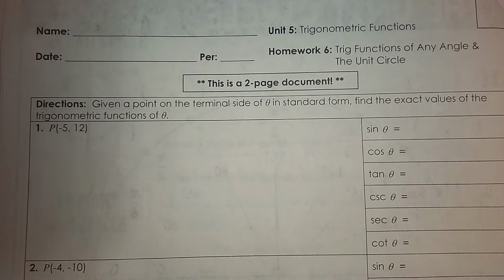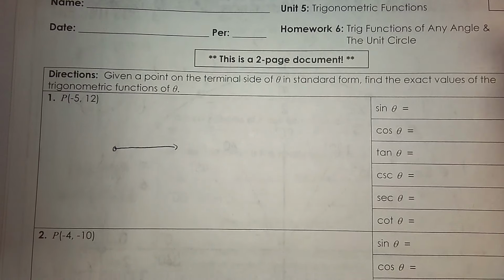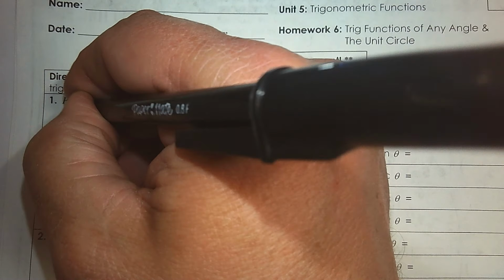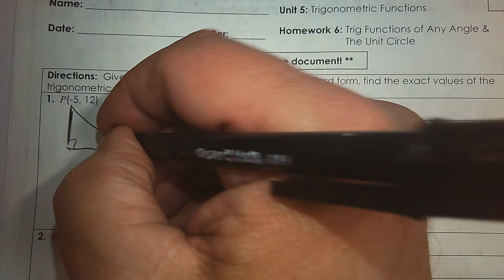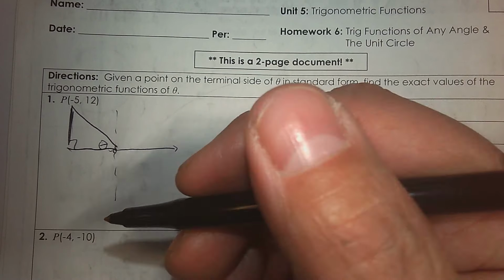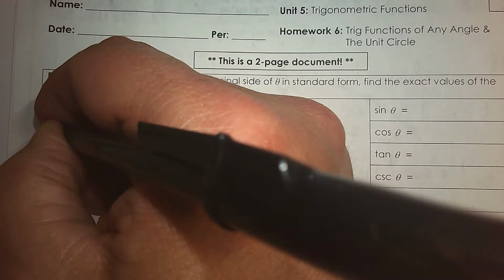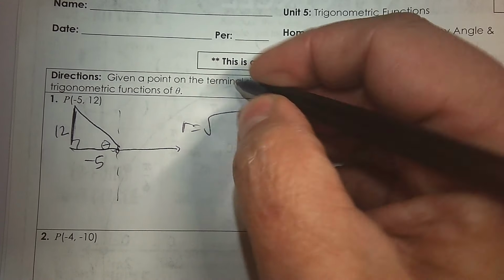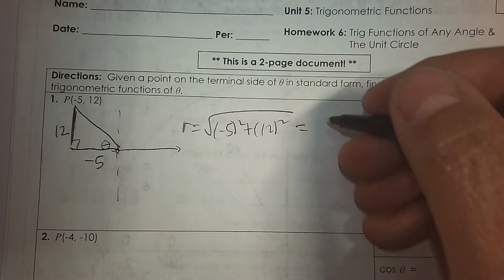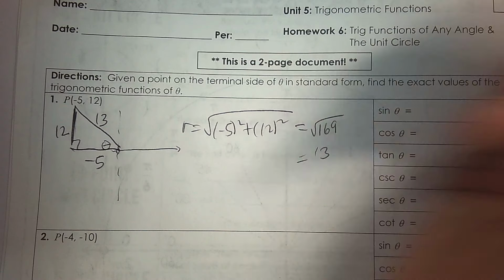You're given a point. So if I would graph that point, negative 5, 12, what quadrant would that end up in? So negative and positive, it would end up in quadrant number 2. And notice the reference angle there too, right, that we're using rather than the full angle. So this is negative 5, this is 12. We need to find the radius, which is the square root of negative 5 squared plus 12 squared. So it's 25 plus 144. The square root of 169 is 13. And it's a Pythagorean triplet.